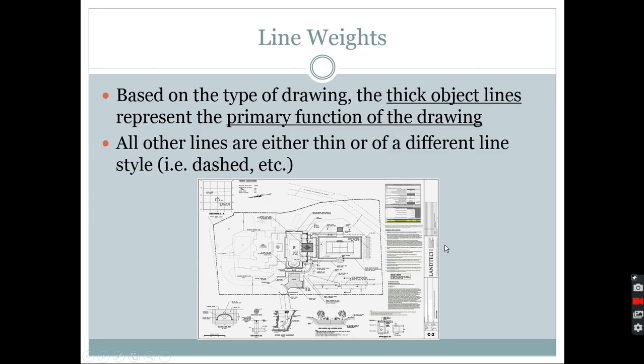Our line weights on a drawing, line weight being the definition of the thickness of lines: your thickest lines on the drawings typically represent the primary function of the drawing. The secondary lines that aren't as pertinent to the actual title of the drawing and what the purpose of the drawing is may be considerably thinner or of lighter or different line styles, such as dashed.